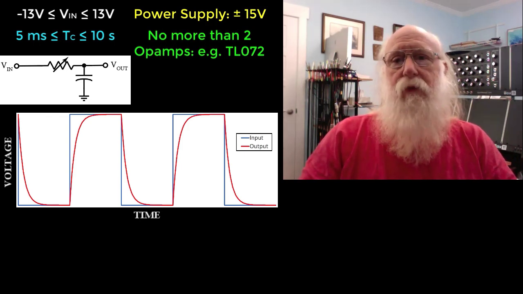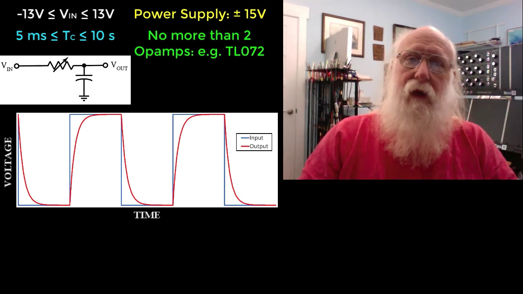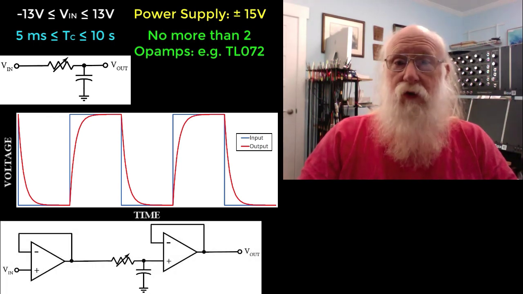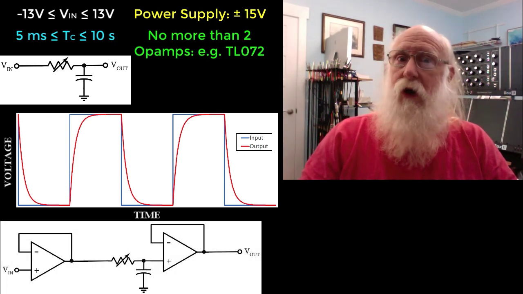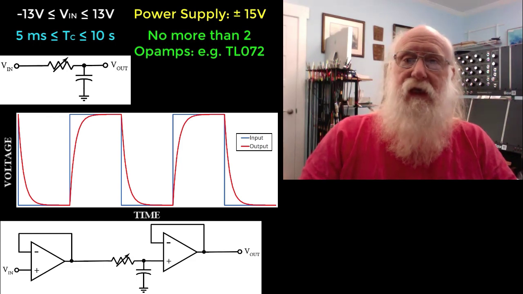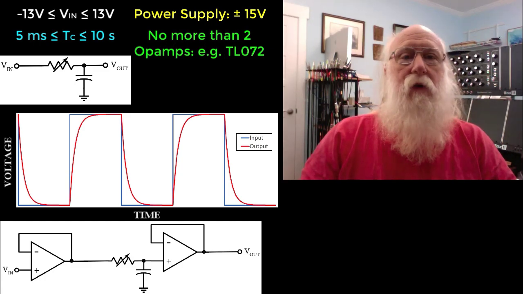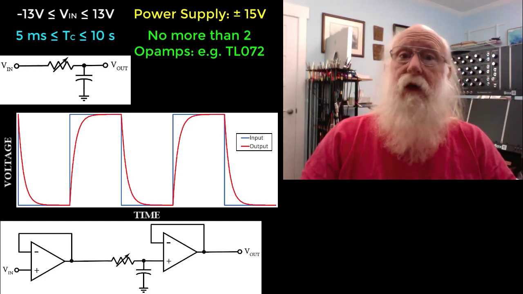So we really need to put buffers on both input and output. That's really easily done with a pair of voltage followers, and there are our 2 operational amplifiers. This circuit, as it exists, does have some practical problems, and we will start considering those in the next video.